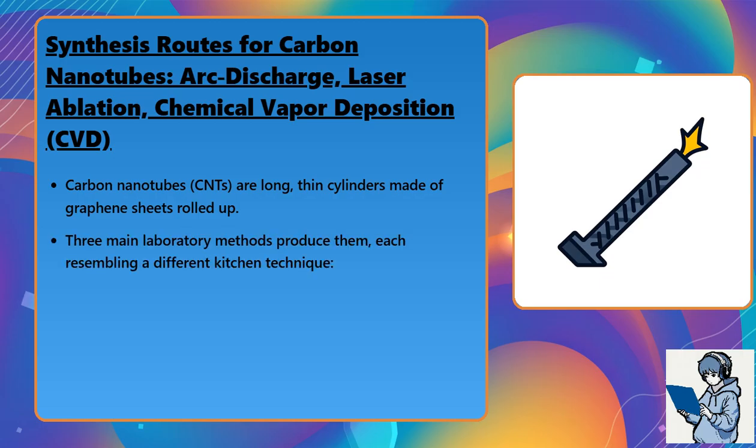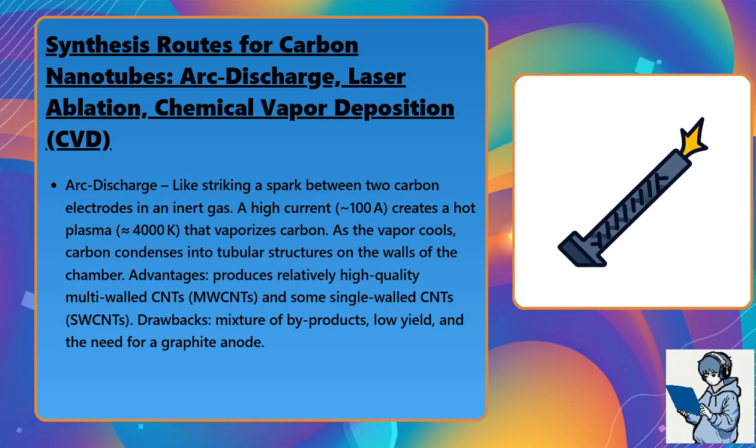Three main laboratory methods produce them, each resembling a different kitchen technique. Arc discharge, like striking a spark between two carbon electrodes in an inert gas. A high current, approximately 100 amperes, creates a hot plasma, approximately 4,000 Kelvin, that vaporizes carbon. As the vapor cools, carbon condenses into tubular structures on the walls of the chamber. Advantages: produces relatively high-quality multi-walled carbon nanotubes, MWCNTs, and some single-walled carbon nanotubes, SWCNTs. Drawbacks: mixture of byproducts, low yield, and the need for a graphite anode.